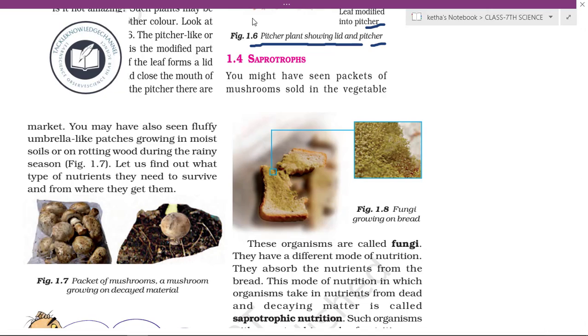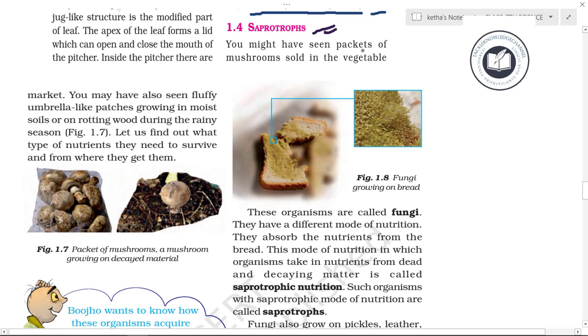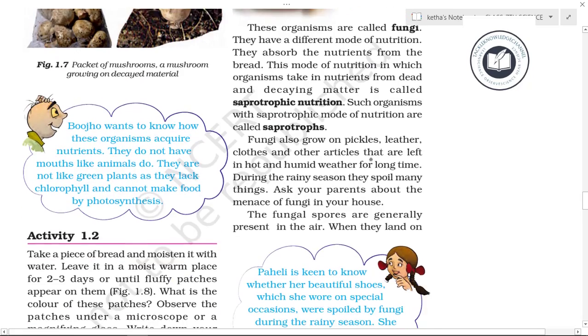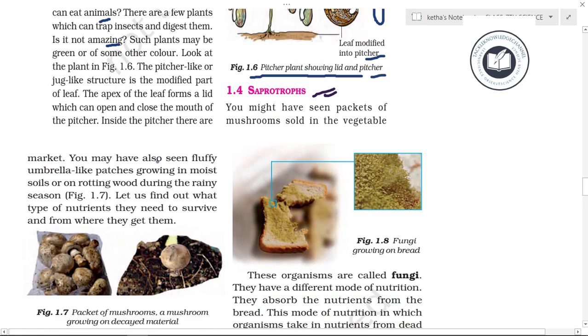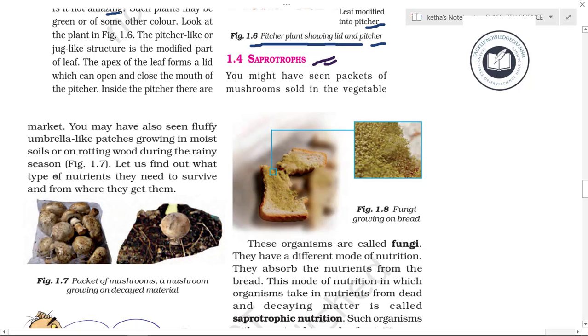Next we will be seeing about saprophytes. You might have seen packets of mushrooms sold in the vegetable market. You may have also seen fluffy umbrella like patches growing in moist soil or on rotting wood during the rainy seasons. So we know that mushrooms are sold in the vegetable market. These mushrooms are fluffy umbrella like patches growing in moist soil or on rotted wood during the rainy season.